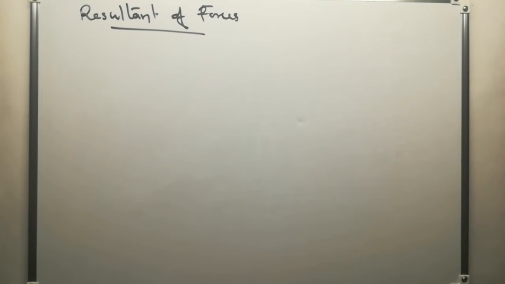Now let us see one problem in which we need to make use of the parallelogram law of forces. In this problem, the statement is: two concurrent forces act at an angle of 30 degrees and the resultant force is found to be 15 Newton, and one of the forces is 10 Newton. Find the other force.